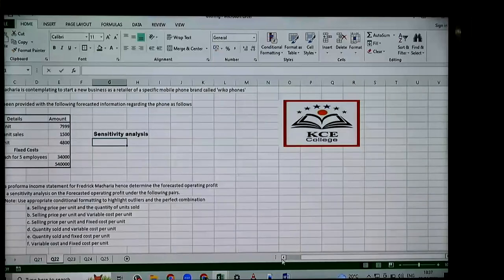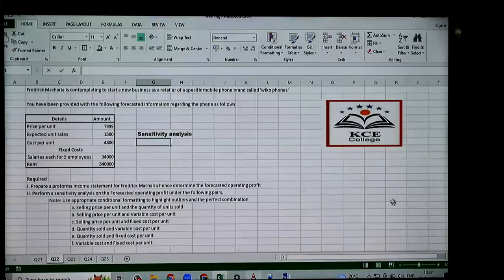So it's part 2 of the question. I think this one was in the mock. It's also a sensitivity analysis table. Frederick Macharia is contemplating starting a new business as a retailer of a specific mobile phone brand called Wiko Phones. You've been provided with the following forecasted information regarding the phone: the price per unit, the expected unit sales, the cost per unit, and the fixed costs, which include the salaries of 5 employees each, and the rent. You are required to prepare a pro forma income statement for Frederick Macharia, hence determine the forecasted operating profit.